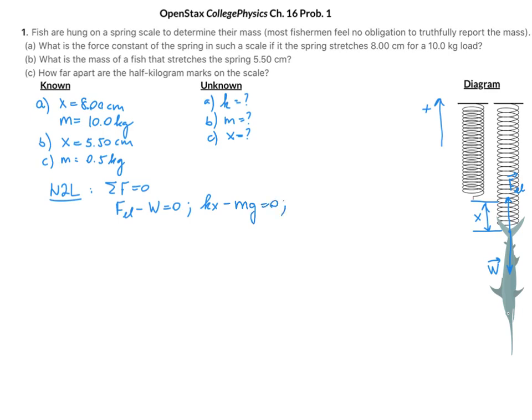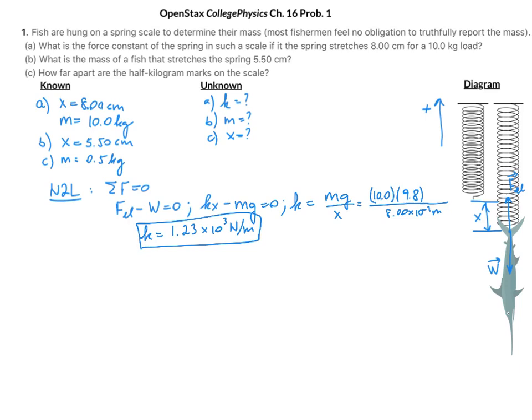And here I'm looking for the spring constant k, so k is just mg divided by x. That would be 10 kilograms times 9.8 meters per second squared divided by 8 times 10 to the negative 2 meters. So when I plug in the numbers, I end up with k being equal to 1.23 times 10 to the third newtons per meter. So I have the spring constant of the spring right here.